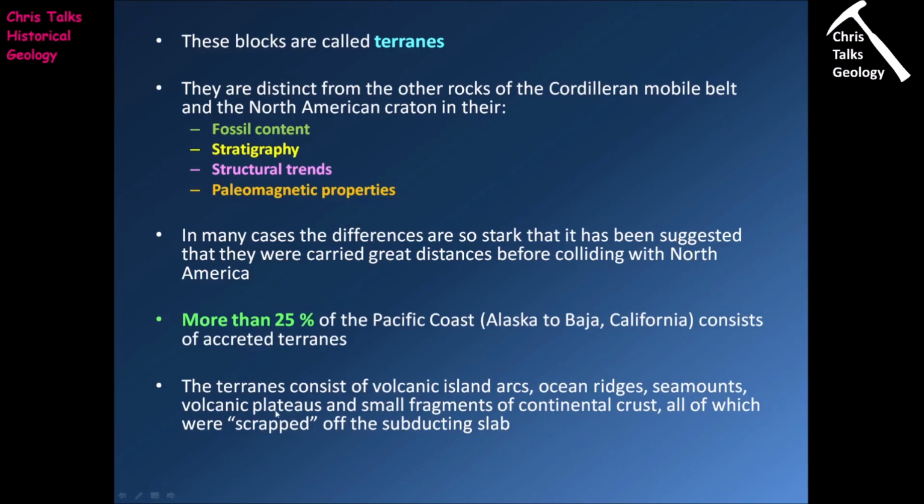We have volcanic plateaus, so these are areas of raised seafloor which are commonly associated with large flood basalt eruptions which are taking place on the seafloor. So you end up with these big, thick, flat sequences of mostly basalt. Once again, we see those present in the terranes, and we also see small fragments of continental crust. And so all of this material essentially represents rocks which are being scraped off the subducting oceanic crust.